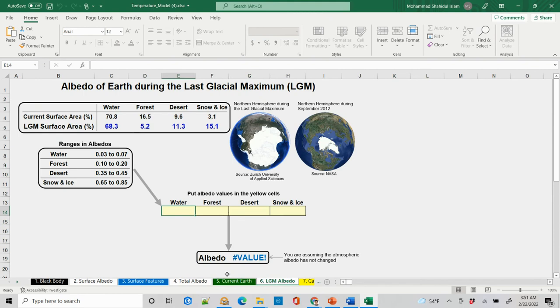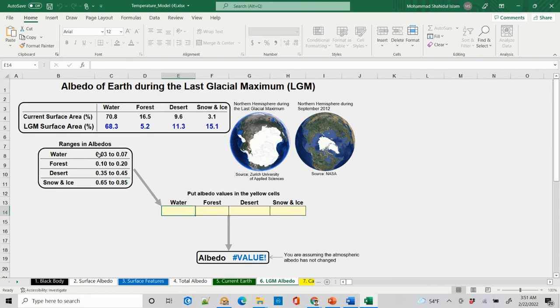Then go to 6, LGM albedo. What it says, the last glacial maximum. So you need to know what is the last glacial maximum. You already studied those things in your theory, I'm sure. So what it said, actually the range in albedo during the last glacial maximum, water albedo was around 0.03 to 0.07. Then there is forest, desert, snow, and ice. So it asks you to put the number in here.